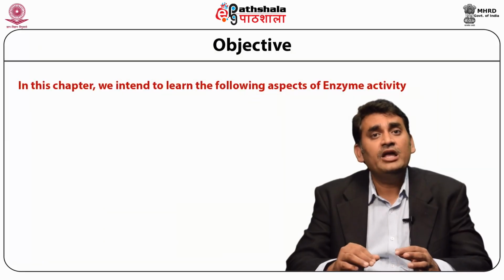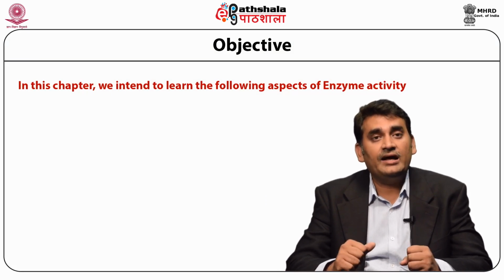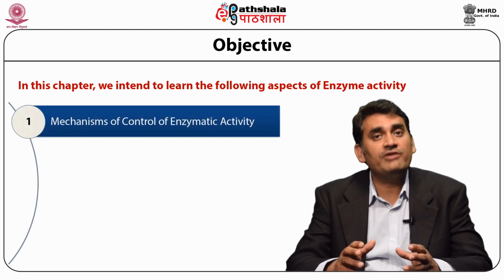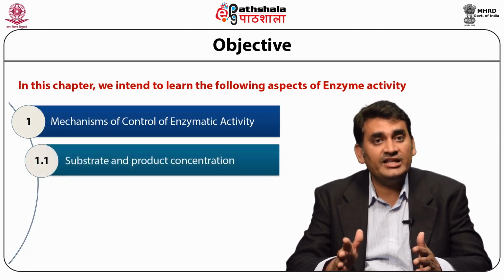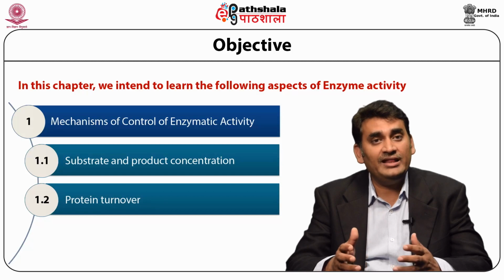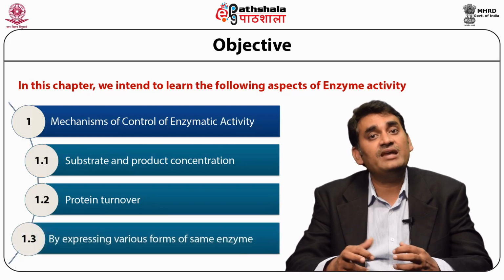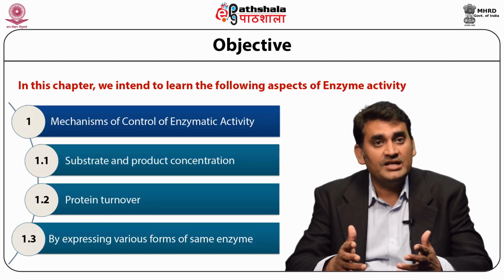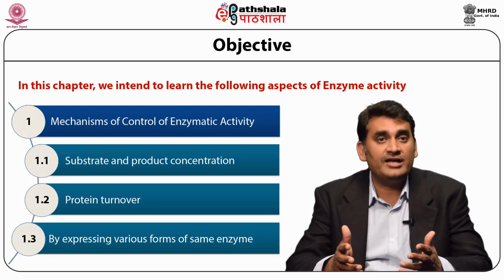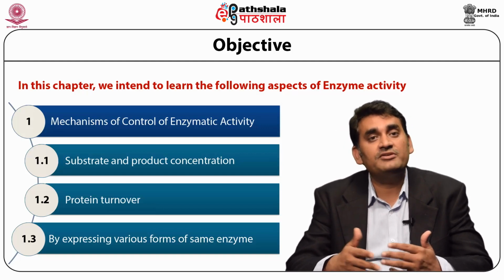So in this chapter, we intend to learn about the following aspects of enzyme activity. These are mechanisms of control of enzyme activity. And what are these mechanisms? They are the substrate and product concentration, then the turnover of protein, like the synthesis and degradation of the protein whenever it is required, and then by expressing various forms of the same enzyme, which are called isozymes, like hexokinase, which has 4 isozymes sometimes in the same cells or sometimes in different tissues wherever physiologically it is required.